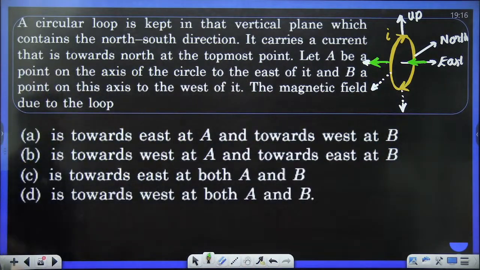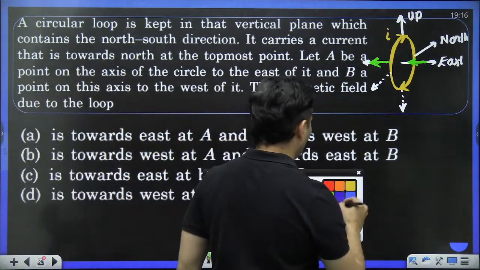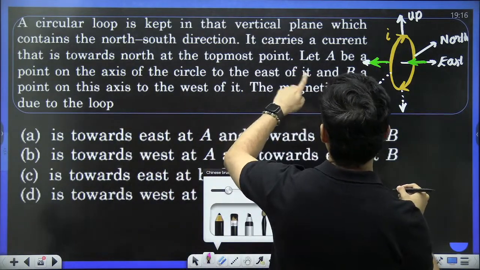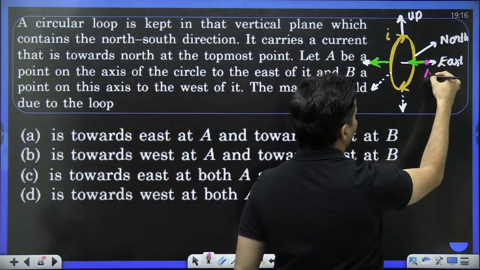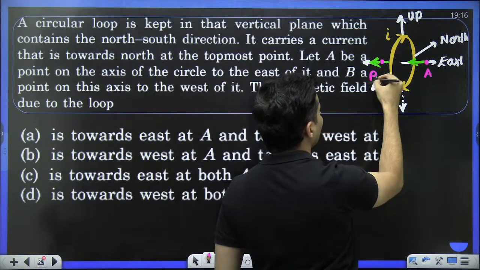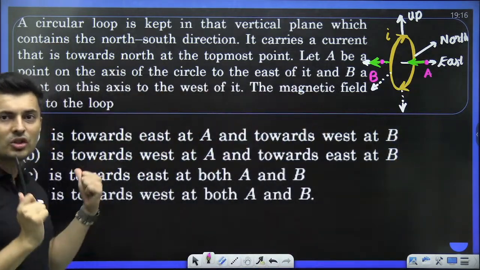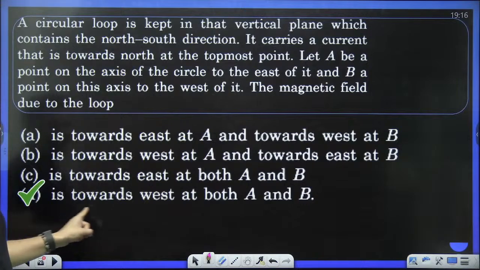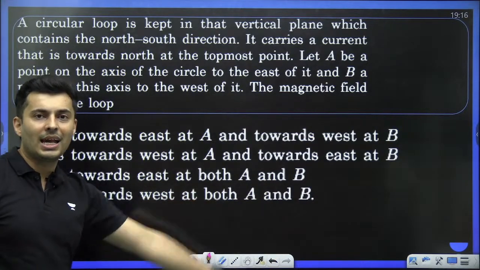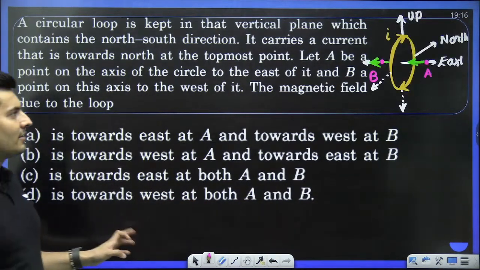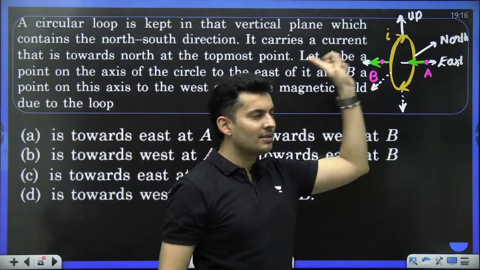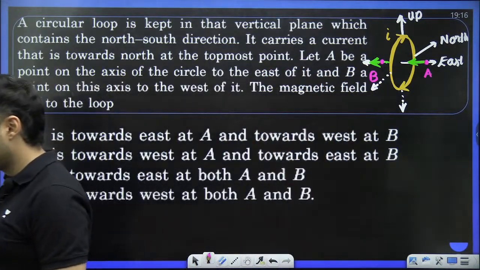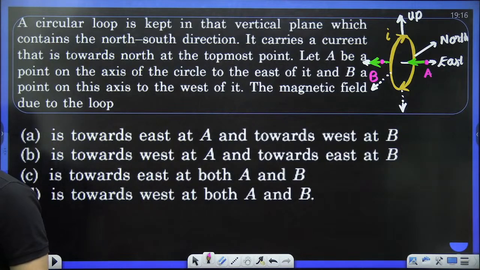Yep. So the question is the magnetic field due to the loop on both the points. One point is to the east of it. So one point A is here and the other point B is here. So obviously for both the points it is towards the west side only. So it is towards the west for both A and B. That is the correct answer. You can see this is west direction, this is also west direction. Perfect. Yep, answer D. Yes, Alekhya, correct too.